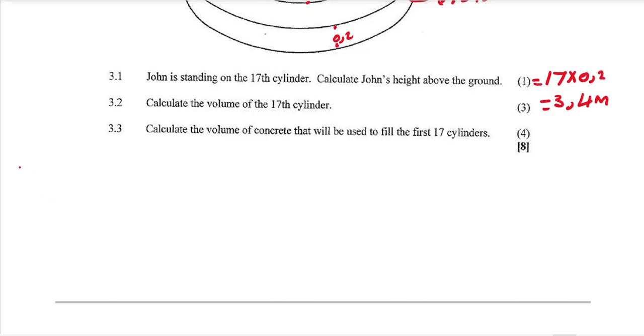I'm going to say 3.2. To calculate the volume, what do we need? They say the volume of a cylinder is pi r squared h. Do you get me? This h stands for height, and we know that the height is always 0,2, and then r is your radius, but we don't know the radius of cylinder number 17. So we have to calculate the radius of cylinder number 17 first. How are we going to get the radius of cylinder number 17? We're going to use this radius here.